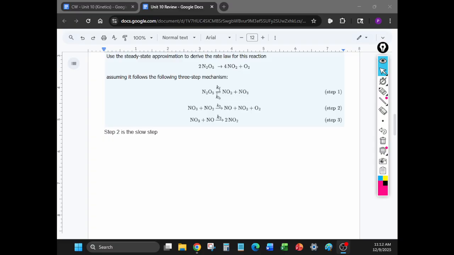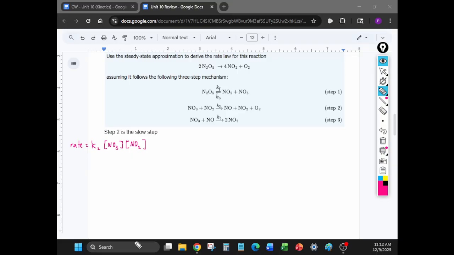Okay, so for this one, we have step 2 as our slow step. So similar to what we've been looking at, we're going to write the rate law for step 2 first. So the rate is equal to K, and I'm going to just say K2, concentration of NO3, NO2. All right. Everybody good with that? That part's pretty easy, right?